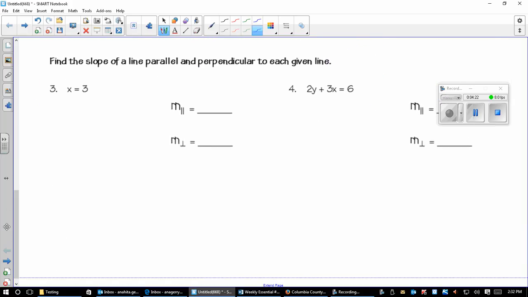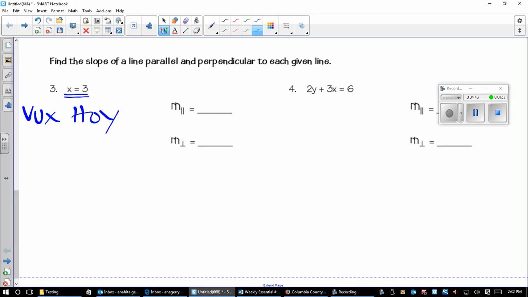Number 3 is like my favorite problem because I think it's one of the easiest problems to do. I don't have to solve for anything. I just need to know stuff. And knowing Bucks-Hoy makes this problem a whole lot easier. Remember, the instructions say to find the slope of a line parallel and perpendicular to each given line.